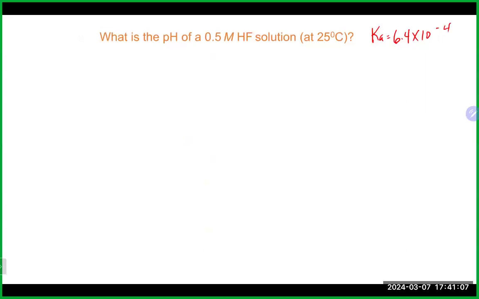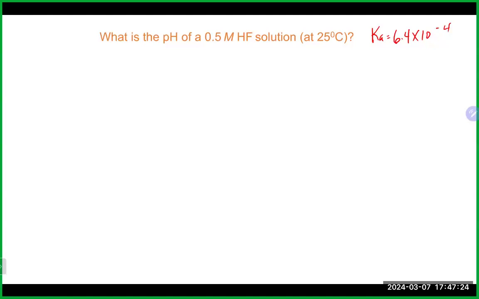Let's take a look here. So why don't we try one here? Why don't you try one? What is the pH of a 0.5 molar HF solution? The Ka value we'll use is 6.4 times 10 to the minus 4. So work through it and see what you come up with. I'll do it as well. And let's take a look, see how you're doing.